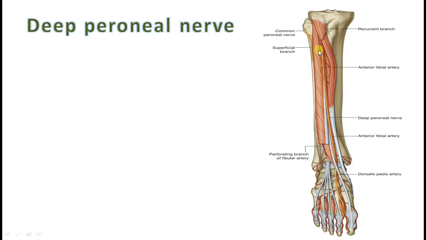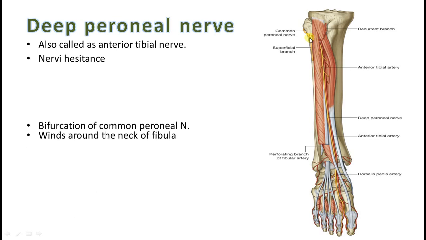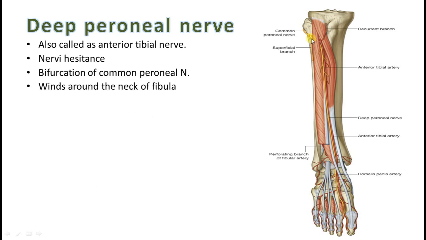So actually the deep peroneal nerve, here you are able to see, it originates from the common peroneal nerve, which is related near to the head of the fibula. Then it divides into the superficial peroneal and the deep peroneal nerve. The deep peroneal nerve winds around the neck of the fibula. Then it pierces the intermuscular septum and enters the anterior compartment.